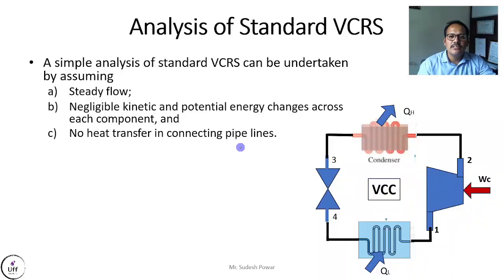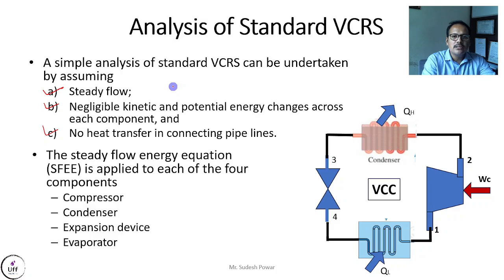The vapor compression cycle has the following assumptions. First assumption is that the flow should be steady flow. That means no fluid characteristic changes with respect to time at each of the components. Second assumption is negligible kinetic and potential energy changes across each component. Third assumption is no heat transfer in the connecting pipes, so all the connecting pipes are perfectly insulated.